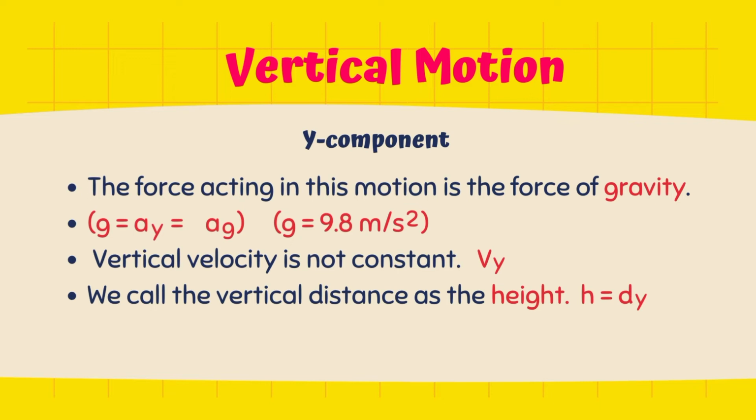Take note, class, that negative indicates the direction, and the direction is downward. Due to the presence of gravity, accelerating at 9.8 meters per second squared. This caused the vertical velocity to increase, which makes it not constant, and it is represented as Vy, V for velocity and y for the vertical component or vertical motion. Next, we call the vertical distance as the height, and it is represented as h or dy.